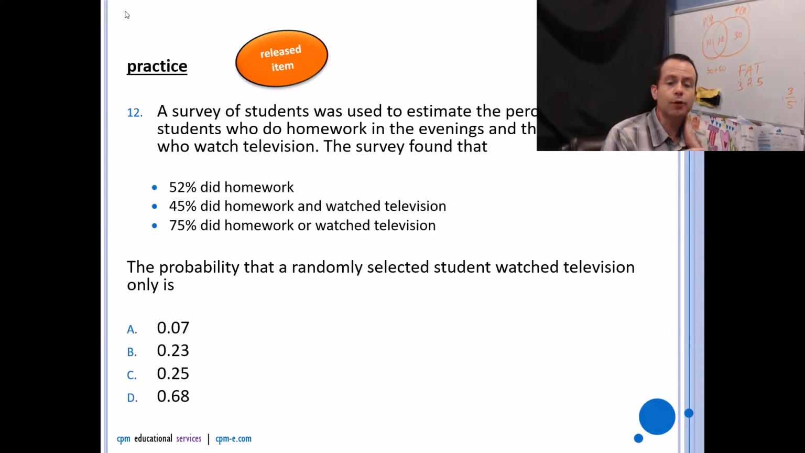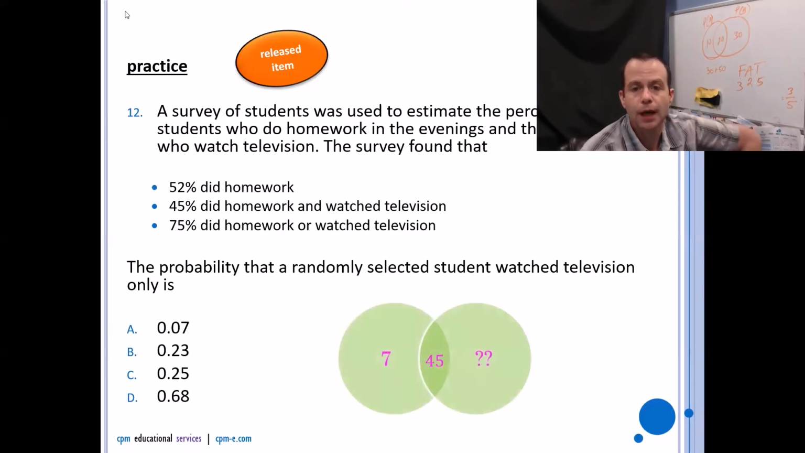Okay, and then I know that all 3 numbers in that Venn diagram would add up to be the OR portion, because they all have to add up to 75. So if I start a Venn diagram, I put my overlap in first, that's where that 45 came from. Then the 7 comes from the fact that this circle, which was homework, had to add up to 52. So I just took 52 minus 45 to figure out how many only did homework, okay?